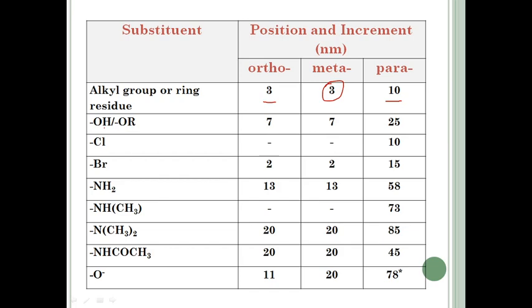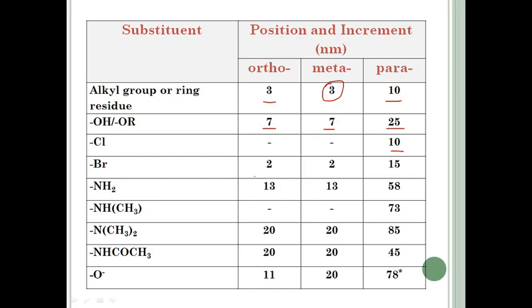Now if an OH group or OR, hydroxy substitution or alkoxy substitution, is present at ortho position, 7 nanometer increment; at meta position 7 nanometer increment; at para position 25 nanometer increment. If a chloro group is substituted, at ortho there is no value, 0; at meta there is no value, 0; at para position the increment to be given is 10 nanometer.